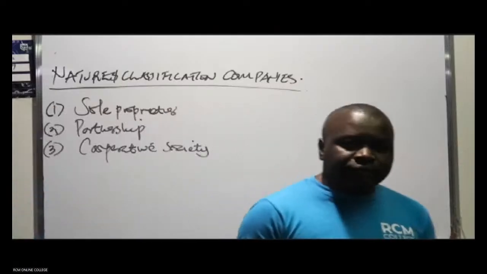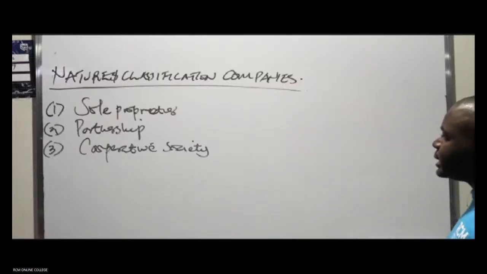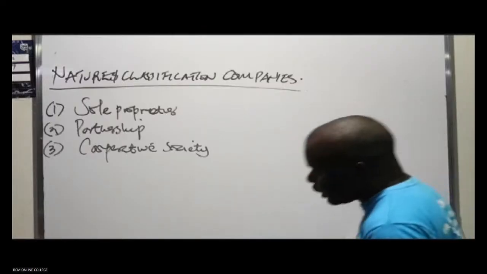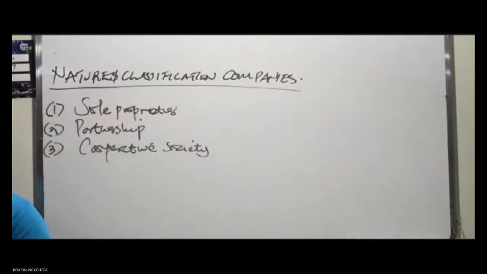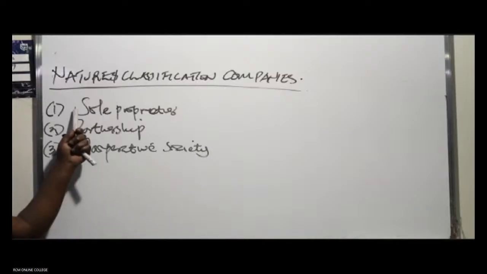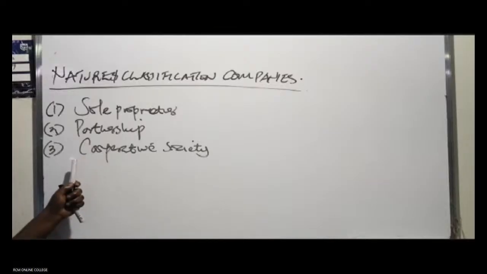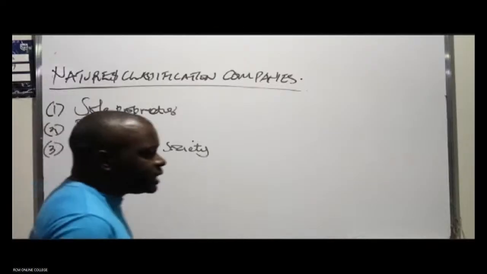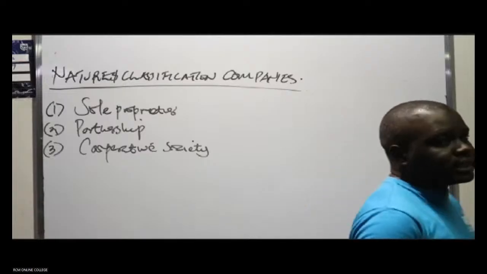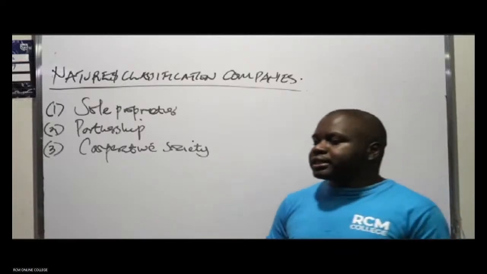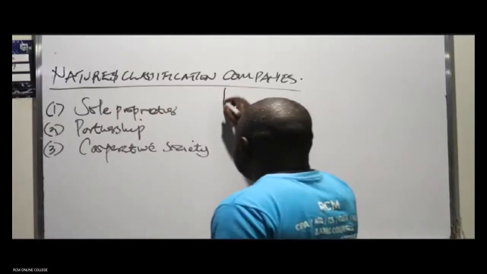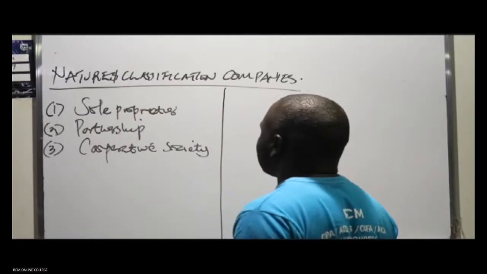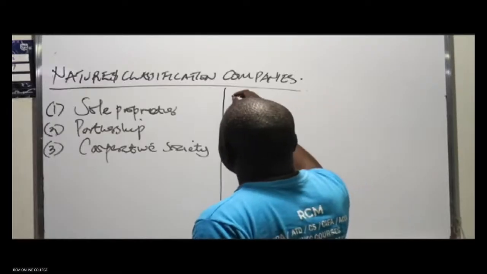It is then very easy to distinguish these other forms of business from a company. We already know the features or characteristics of a company. We also have to understand the characteristics of a sole proprietor, a partnership, and a cooperative society. Once we know the features, we can easily distinguish. For example, what are the features or characteristics of a sole proprietor?